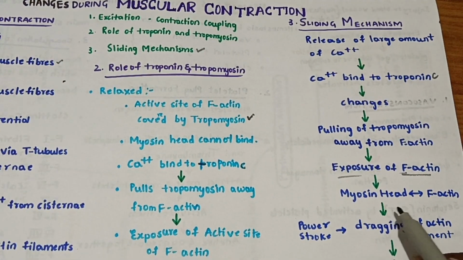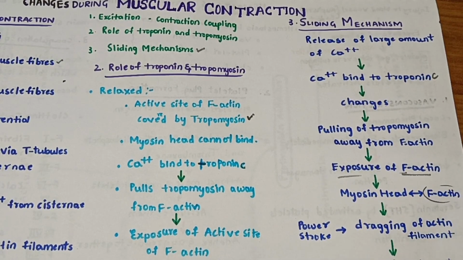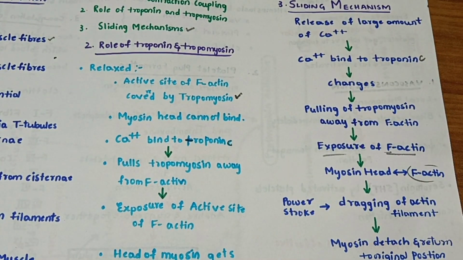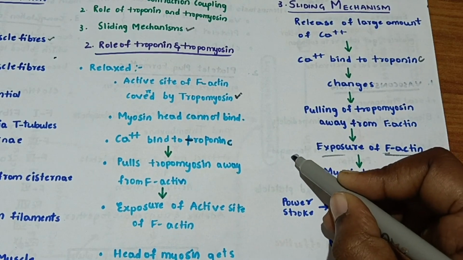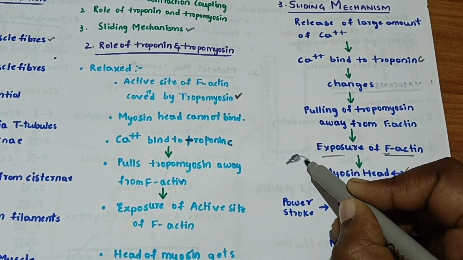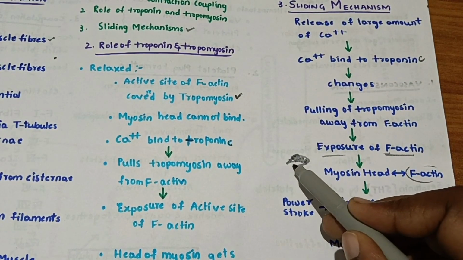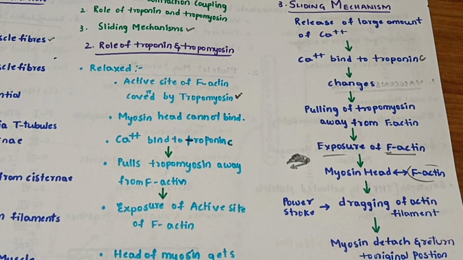Now the myosin head and the F-actin are bound together. The myosin head gets attached to the F-actin, and that myosin drags the actin filament. Let's say this is the myosin head and this is the F-actin. This myosin head gets attached here, and this drags the actin filament towards it. That is known as the power stroke.